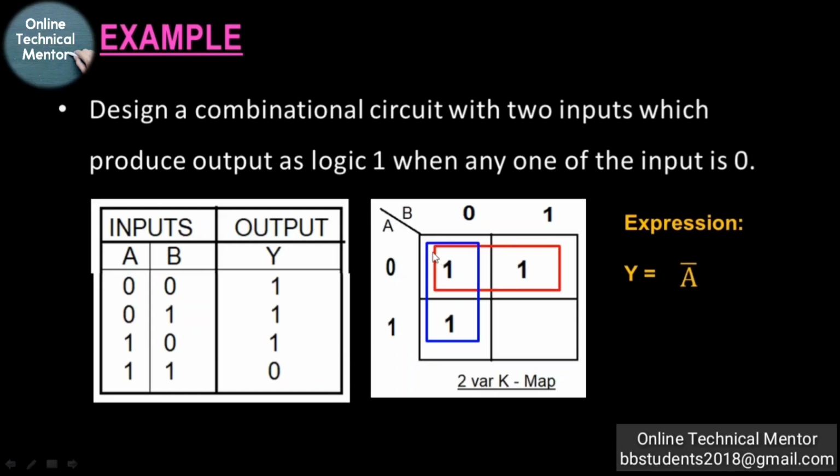Similarly, for the vertical one, here B is 0 and A is changing from 0 to 1. So we will consider only the B variable, not the A. So here B is also 0. So this is another condition. So just write down OR B bar. According to De Morgan's law, if you put the two variables under the same bar, what will happen? The OR will convert to AND, and both A and B will come under the single bar.